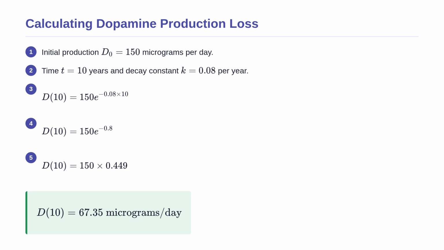Multiplying the exponent values gives us negative 0.8. We then calculate the value of e to the power of negative 0.8, which is approximately 0.449. Multiplying this fraction by the initial 150 micrograms gives us a final answer of 67.35 micrograms per day. Physically, this means the patient's brain is only producing about 45% of its normal dopamine, pushing them dangerously close to the symptom threshold.